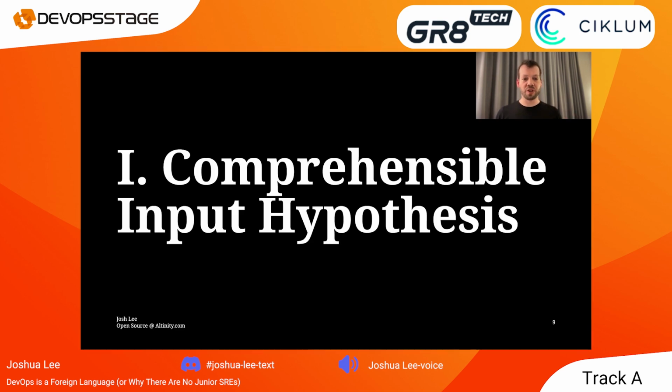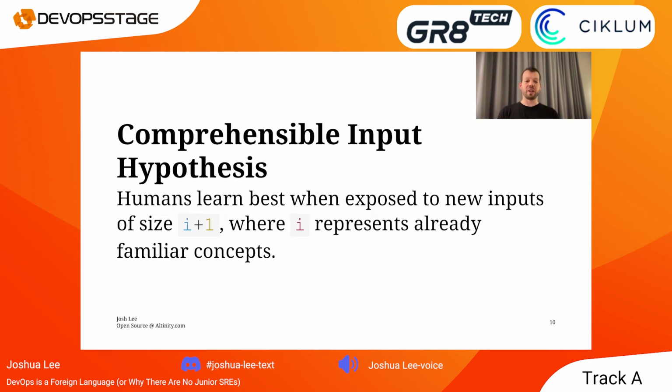So the first theory is the comprehensible input hypothesis. Essentially what this hypothesis says is that humans learn best when we get new inputs to learn from, and those inputs are of size I plus 1, where I represents things that we already know really well and understand. And that plus 1 is the new thing that from the context of all of the I, we will be able to figure out.